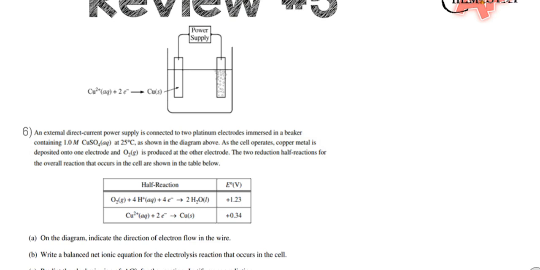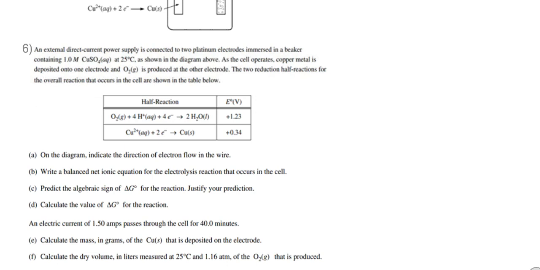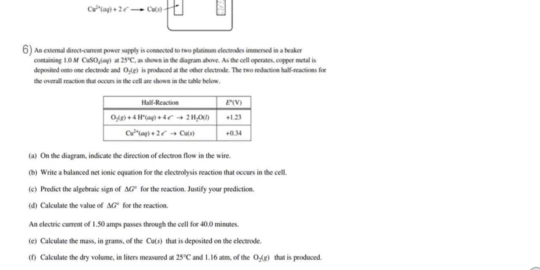As the cell operates, copper metal is deposited, another way of saying plated, is how we plate things, electroplate, onto one of the electrodes. So the one on the left, they are indicating. And oxygen is produced on the other electrode. Look at those beautiful bubbles. The 2 reduction half reactions for the overall reaction that occurs in the cell are shown in the table below. A, on the diagram, indicate the direction of the electron flow in the wire.